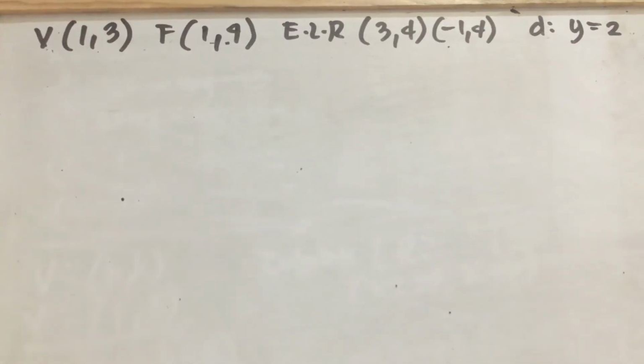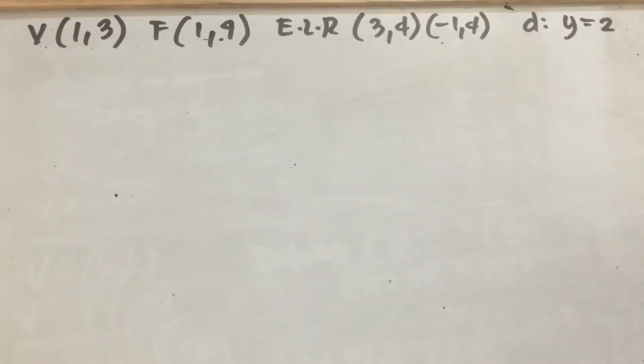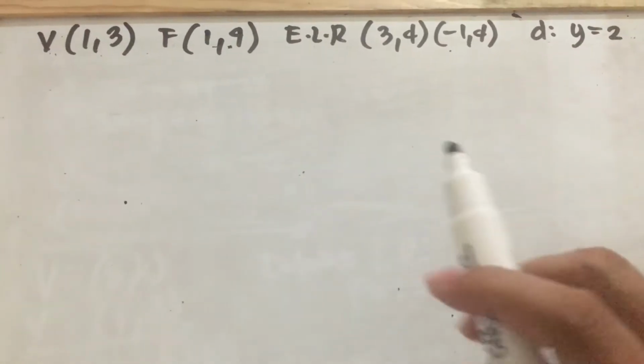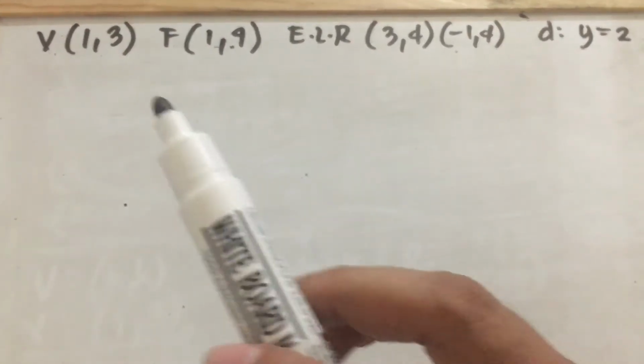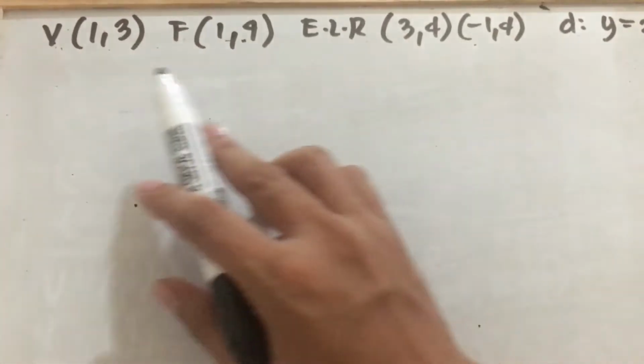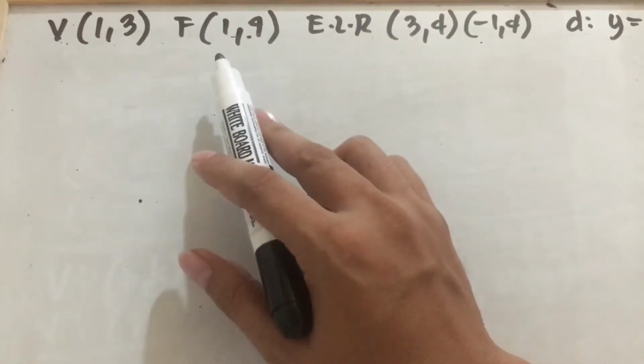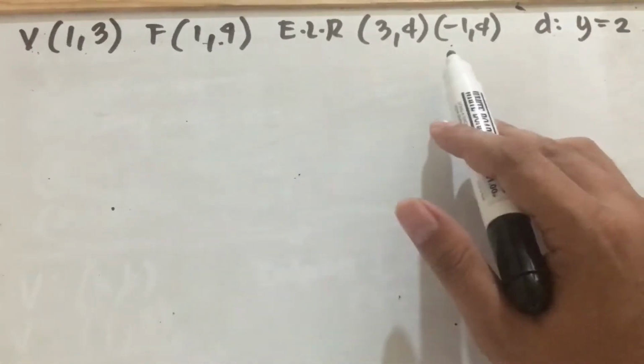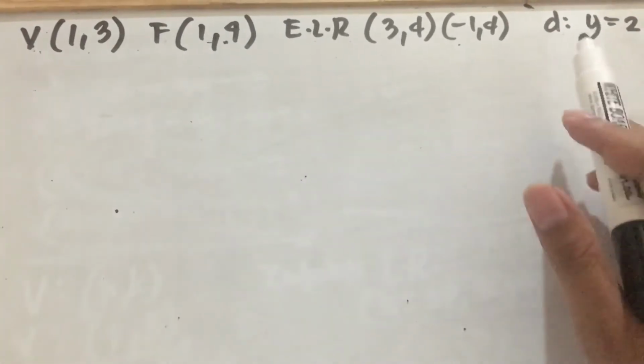Okay, so we are now here in graphing our first example from a while ago. We need to look into the different parts. Before we can graph the equation, please make sure you have the vertex, the focus, the endpoints of the latus rectum, as well as the directrix.